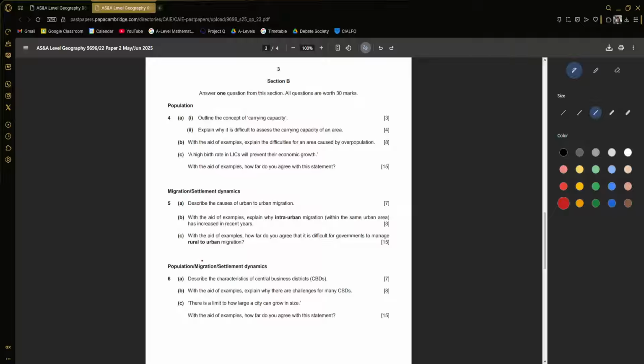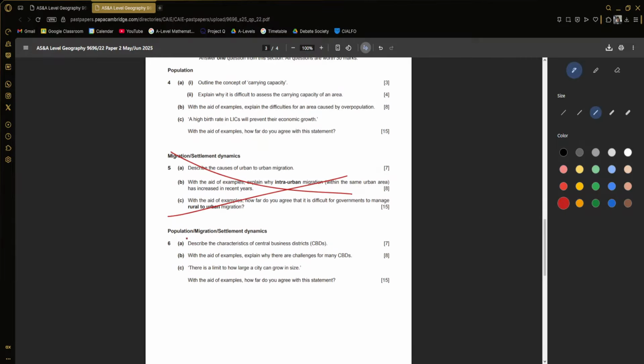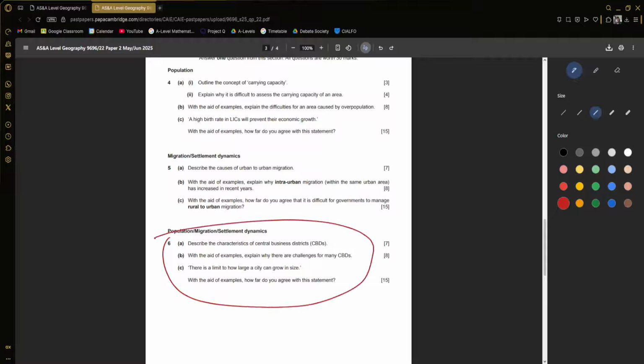But then I looked at the migration one. How far do you agree that it is difficult for governments to manage rural to urban migration? My case study for this one wasn't that developed, so I decided to not do this one, definitely. But then for this one, for settlement dynamics, there is a limit to how large a city can grow in size. I think this is such an open and broad statement that you can discuss so much about. So I decided to ultimately do this question, because with so much to write about, you can get the 15 marks very easily.